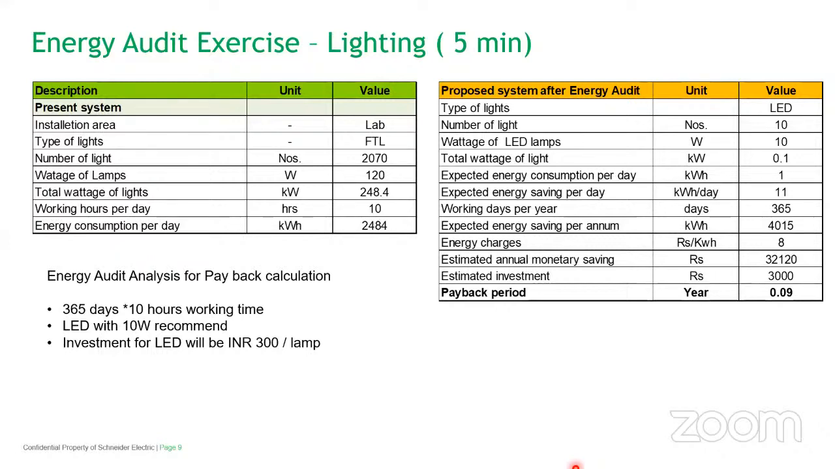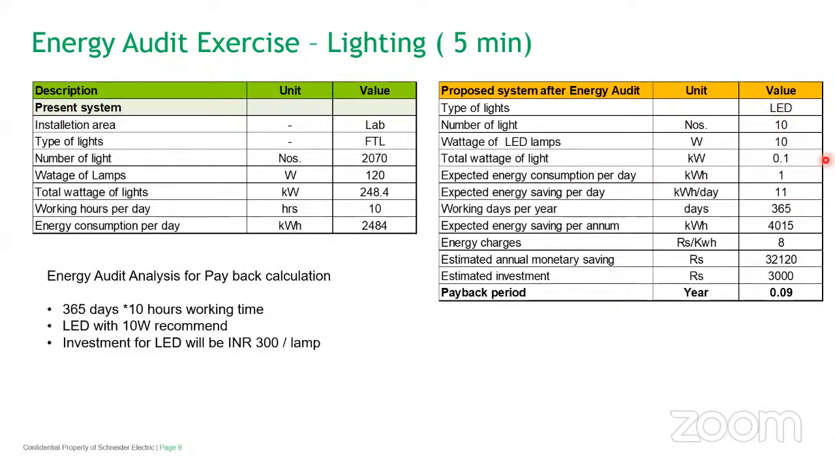So this is how we need to calculate; the assessment typically happens like this. We should know how many lights. For example, all the lights need not be replaced. Because of lux level, instead of 2070, the quantity of lamps can be maybe 100, or 10, or 20, depending on the lights. In this example we are recommending only 10.